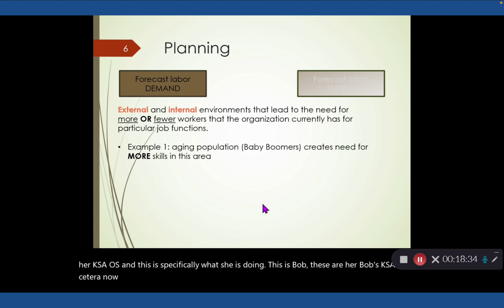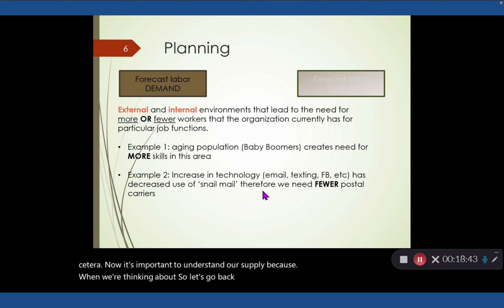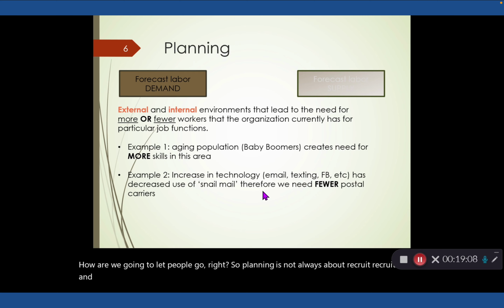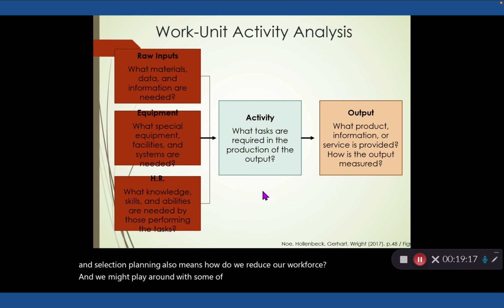Now, it's important to understand our supply because, let's go back to the demand side. When we are in a situation where we need fewer people doing a job, we have to start thinking about how we are going to let people go, right? So planning is not always about recruitment and selection. Planning also means how do we reduce our workforce? And we might play around with some of this in class as well.